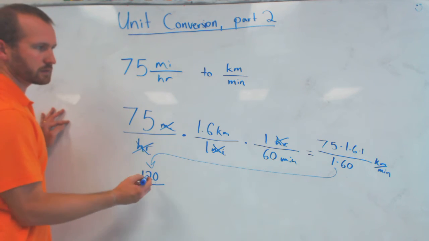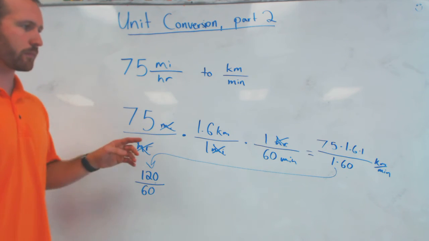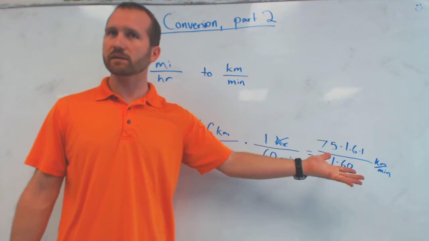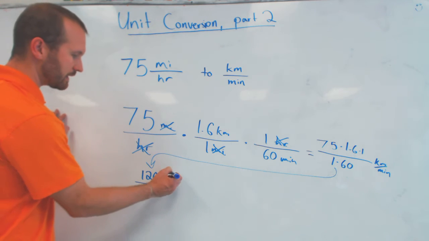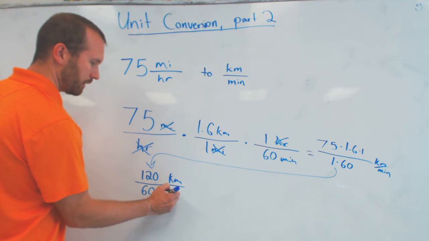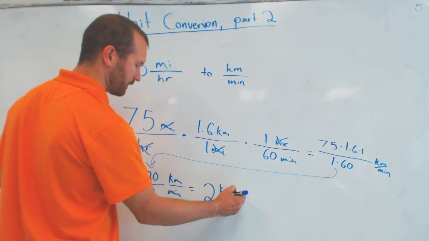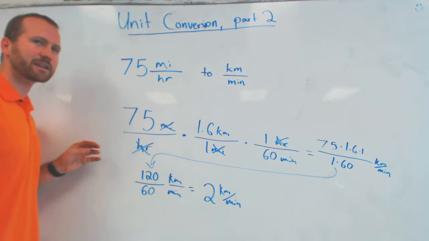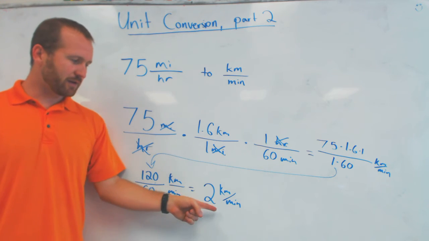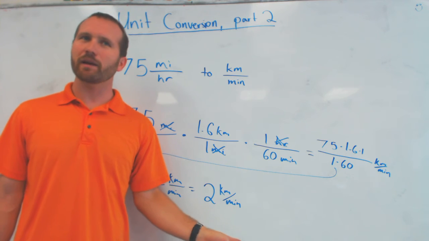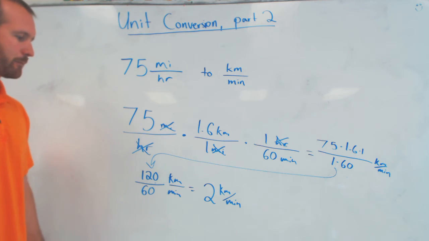120 over 60 minutes per hour. 1 times 60 is 60. So now I don't even need a calculator to do this. 120 divided by 60 kilometers per minute. That's just 2. Wow, that's kind of weird. We kind of discovered something cool. On New Mexico's highways, if you're going the speed limit exactly, you're going 2 kilometers every minute. That's kind of weird.